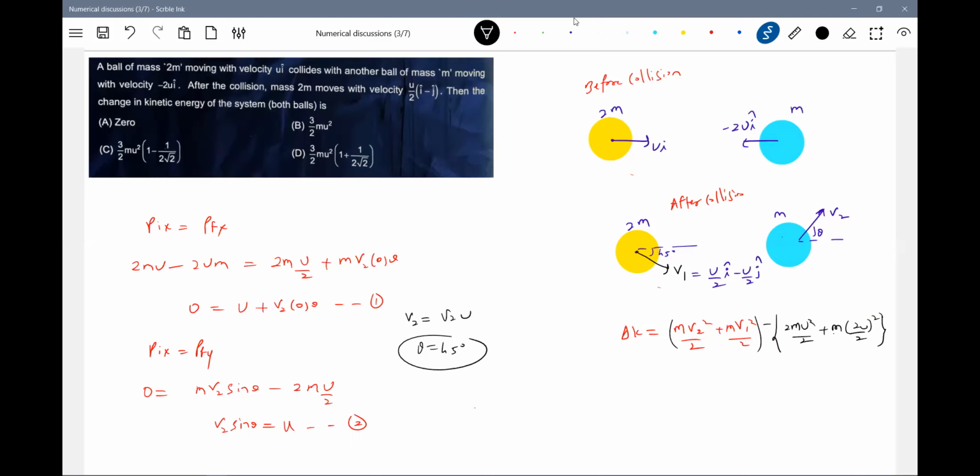If delta K is non-zero, it is inelastic. Delta K 0, it will be elastic. M by 2 will come outside. So this will become 2u square. V1 will be how much? 1 by 2 u square by 4, I think u by root 2. So V1 will be u by root 2. Substituting V1, M by 2 I took outside. So this will become u square by 2.